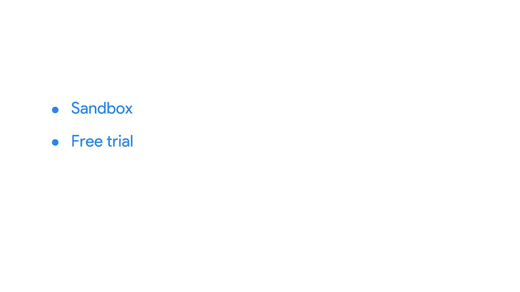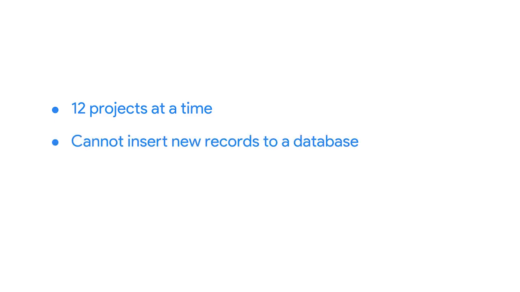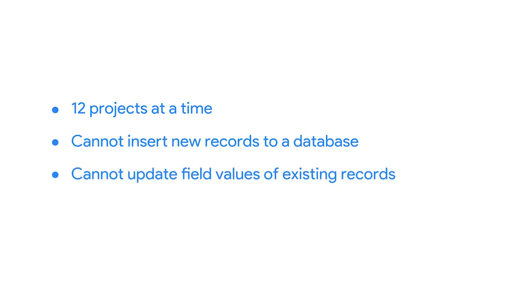A sandbox account is available at no charge, and anyone with a Google account can log in and use it. There are a couple of limitations to this account type. For example, you get a maximum of 12 projects at a time. This means that if you want to make a 13th project, you'll have to delete one of your original 12. It also doesn't allow you to insert new records to a database or update the field values of existing records. These data manipulation language, or DML, operations aren't supported in the sandbox. However, you won't need to do this in course activities.